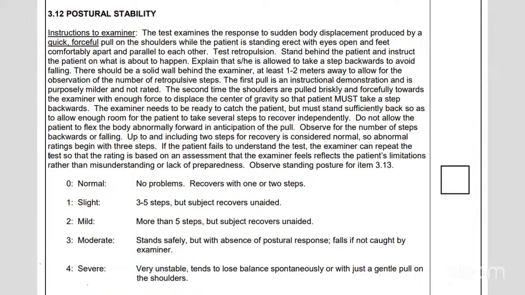That is slight postural instability. If the patient needs more than 5 steps, that is mild. If the patient stands safely but with absence of postural response, falls if not caught by the examiner, that is moderate, and severe is very unstable and tends to lose balance spontaneously or just with a gentle pull on the shoulders.